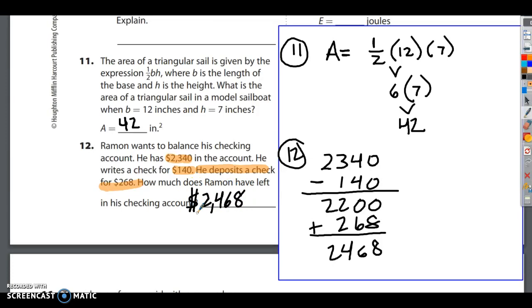Now, if for some reason you think, how could his amount go up? Well, just pay attention. He wrote a check for 140, which is a certain amount, but then he deposited a check for more than that. So of course his amount should go up, because he wrote a small check and then he deposited a large check, like basically a paycheck or something. All right, let us move on.